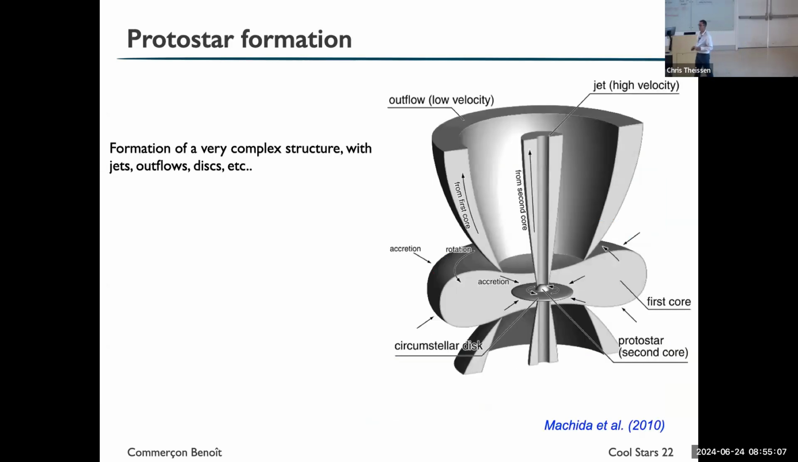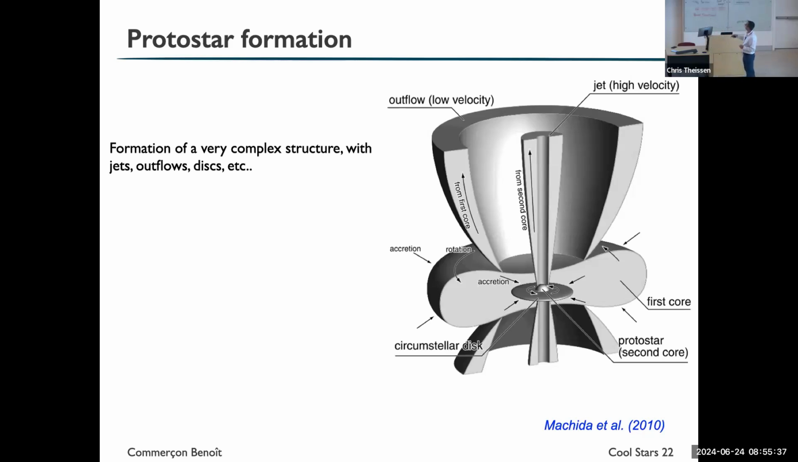So this is a textbook picture of forming a low mass protostar. Different components are forming. We have here the first core. This first core drives a low velocity wide angle outflow, with a velocity of 1 kilometer per second. And if we go deeper inside the first core, you find the protostar surrounded by a disk. This system drives a powerful, highly collimated jet with a velocity of 100 kilometers per second.